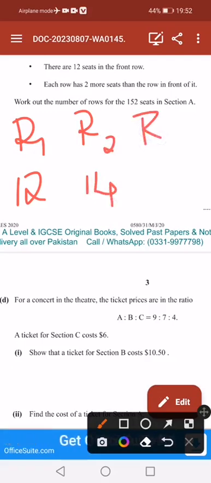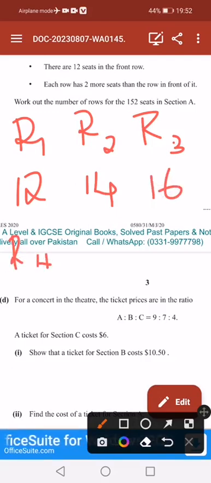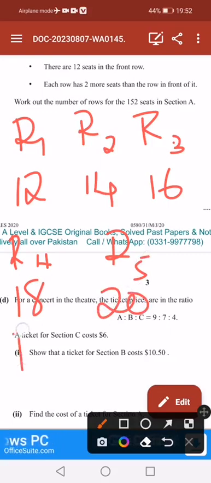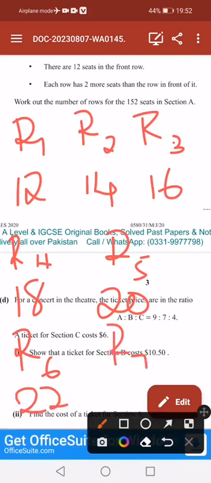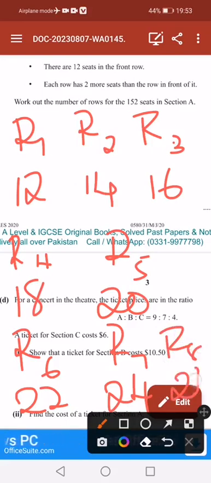Then row number 3 has 16, row number 4 has 18, row number 5 has 20, row number 6 has 22, row number 7 has 24, and row number 8 has 26. So you keep adding the rows, adding each row's seats together, which gives you 152, the number of seats in section A.